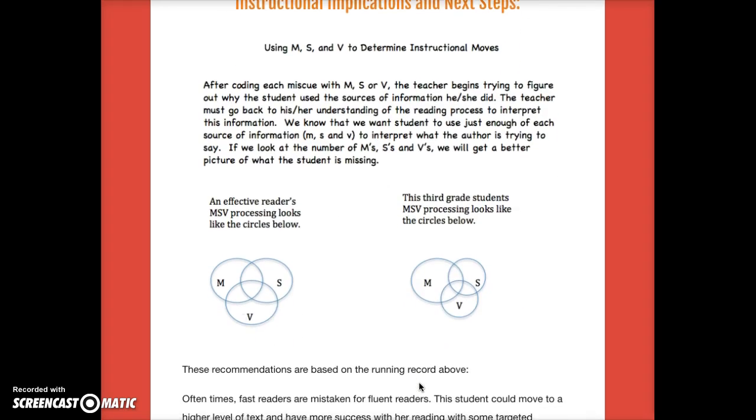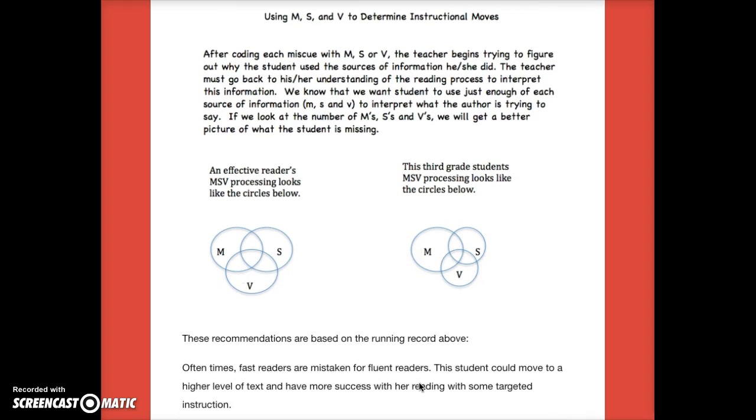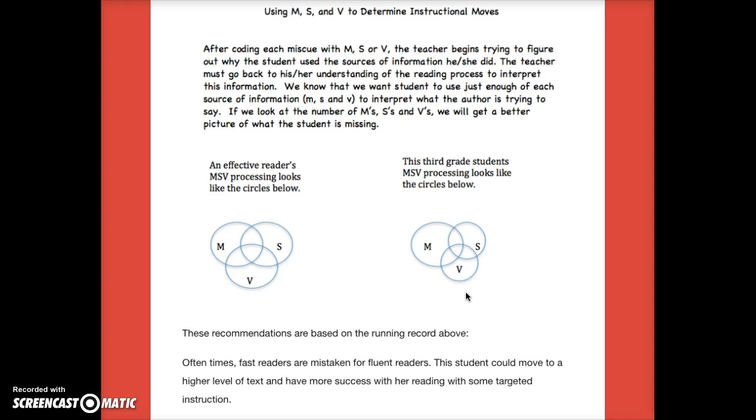So when we think about instructional implications and next steps for this kiddo, an effective reader's processing with their MSV looks more like this. It should be pretty even that they're relying on meaning, visual, and structural. This third grader was much heavier on the meaning side, and so as the teacher, you would really want to focus on building that cueing system, a visual cueing system, and the structural cueing system.